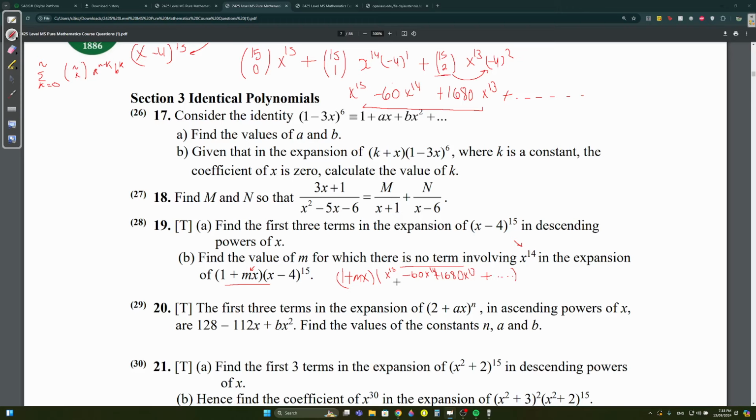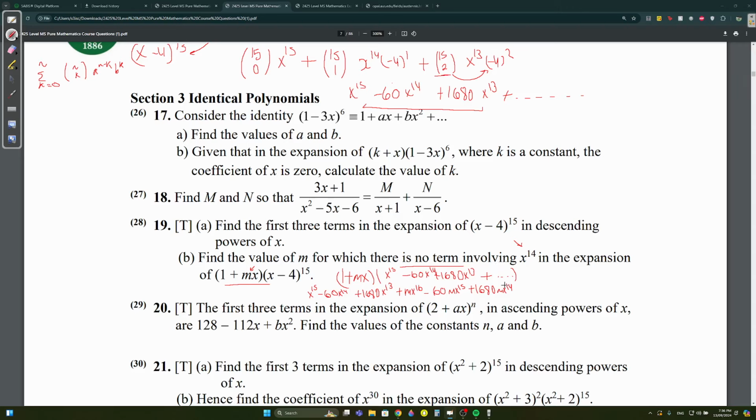What will you do now? 1 times x to the power 15 is x to the power 15. 1 times minus 60x to the 14 is minus 60x to the 14. 1 times 1680x to the 13 is 1680x to the 13. Mx times x to the power 15 is mx to the power of 16. Mx times minus 60x to the power 14 is minus 60mx to the power of 15. Mx times 1680x to the 13 is 1680mx to the power of 14.